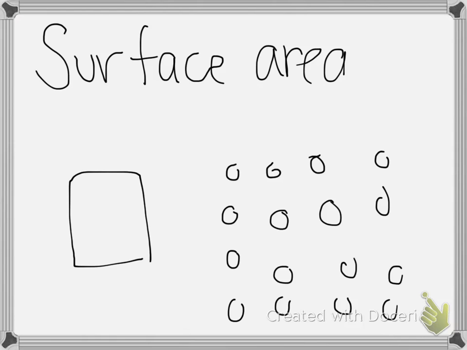Our third reaction rate factor is that of surface area. Now, surface area has to deal with the exposed area on an object. So here I have a sugar cube, okay? And if you imagine the sugar cube as a 3D object, the only way that anything can react with it is along the surface, okay?